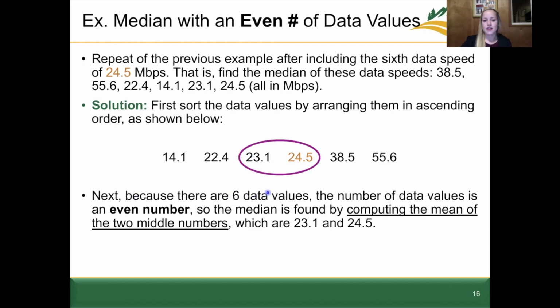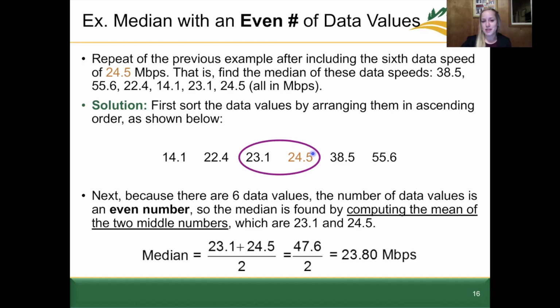Okay, so because there are 6 data values, 6 is an even number. So to find the median here, we compute the mean of the 2 middle numbers. And in this case, the 2 middle numbers are 23.1 and 24.5. And remember how we find the mean here. We sum 23.1 and 24.5, so we add these two together. We divide by the number of data values here, which is 2. So when we add 23.1 plus 24.5, we get 47.6 divided by 2.